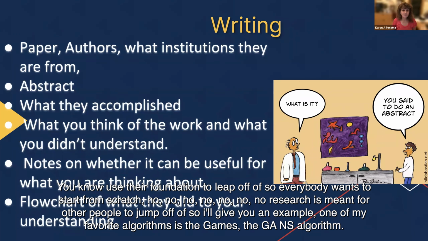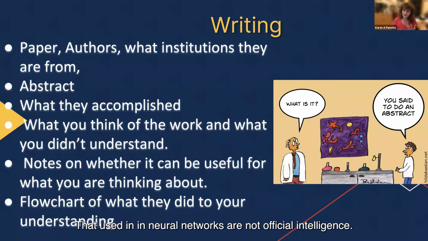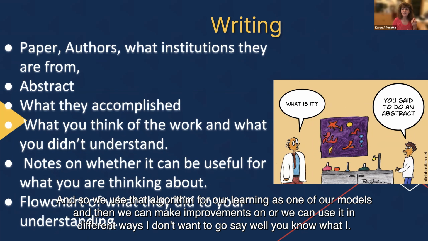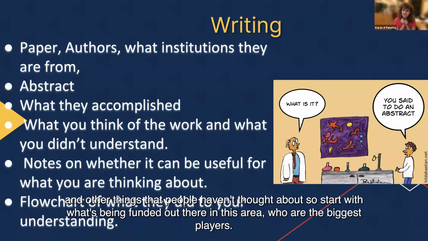So I'll give you an example. One of my favorite algorithms is the GANs algorithm that's used in neural networks and artificial intelligence. We use that algorithm for our learning as one of our models, and then we can make improvements on it, or we can use it in different ways. I don't want to say, well, darn, they've got this great algorithm, I want to beat that. Well, you can make novel extensions to it. You can couple it with novelties and other things that people haven't thought about.